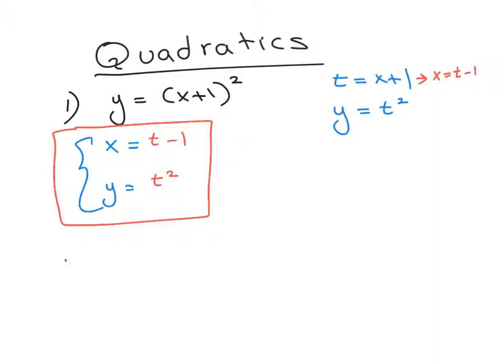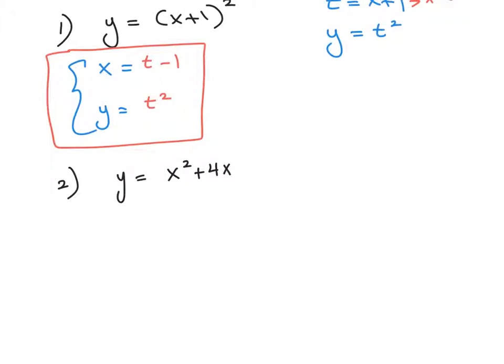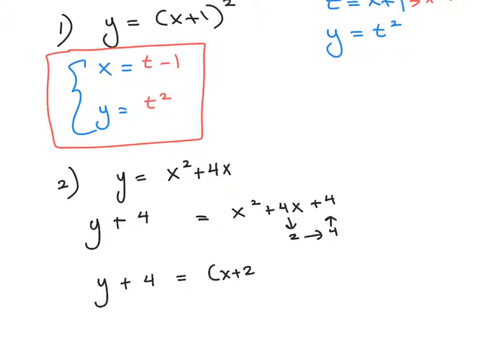Now let's take another example. What if I have something like this? The first thing you want to do is try to complete the square. So you would write this as a perfect square. Then after you do that, you can do what we just did in example 1. So let's do that. For me to write a perfect square on the right side, I need to divide by 2 and then square it. So that would give me plus 4 on each side. So then my equation becomes y plus 4 is equal to x plus 2 squared. So I just completed the square to change this into a perfect square.